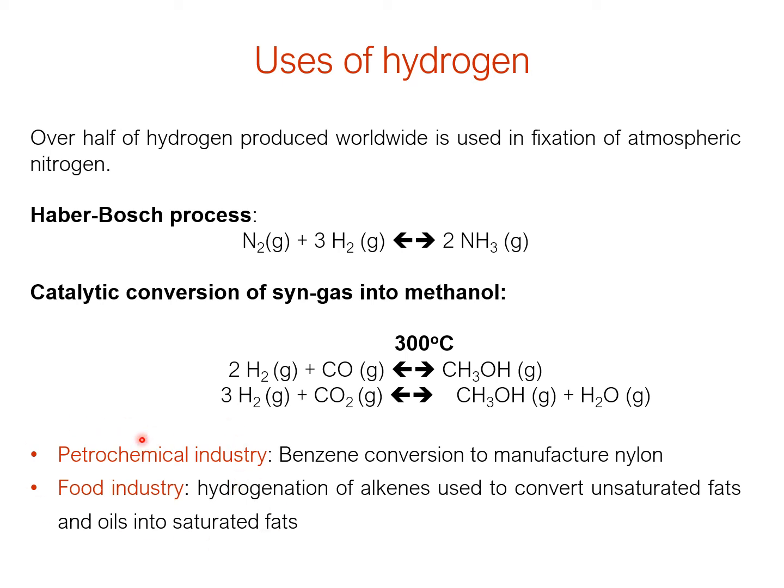Hydrogen, so these are two other uses of hydrogen, not methanol now. In the petrochemical industry again, benzene is reacted with hydrogen in the manufacture of nylon. And in the food industry, there's hydrogenation of alkenes, which is used to convert unsaturated fats into saturated fats. One of these is super unhealthy for you. I can never remember which one. The saturated fats are the unhealthy ones, I think, because they're unnatural. But they're what's in loads of McDonald's and stuff, so they're pretty tasty.